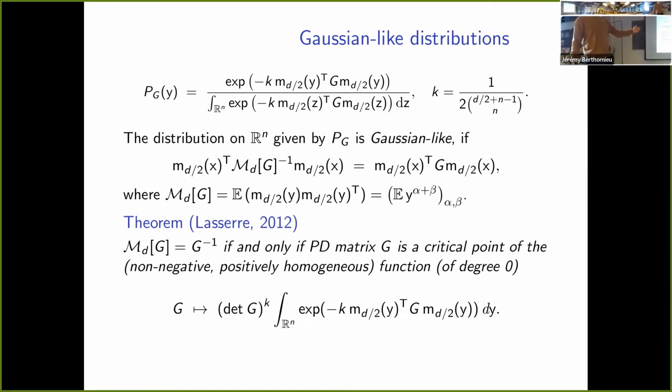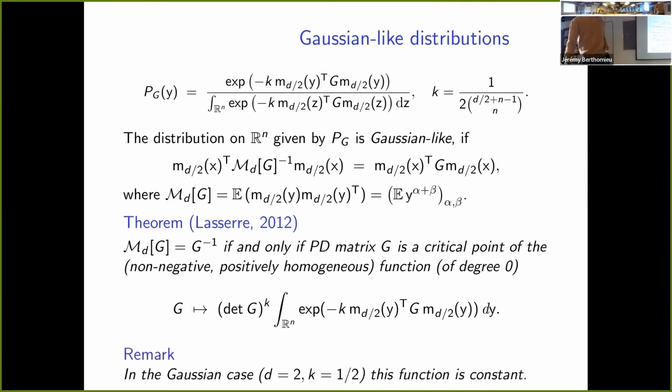And this function is homogeneous of degree 0, thanks to the choice of the normalization K. This K is the normalization that makes this function homogeneous of degree 0. And in the Gaussian case, by the way, this function will be constant. There will be nothing to choose, because every degree 2 sum of squares will be Gaussian-like. That's the motivation. Yes, Greg.